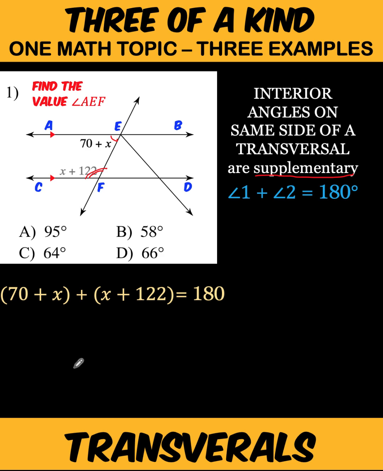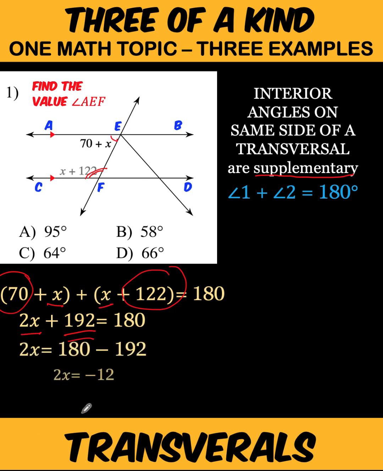Then we remove the grouping symbol and combine like terms. We have 2x plus 192 equals 180. This 70 and this 122 gives us 192. This x and x is 2x. Then we subtract 192 from both sides to get 2x equals negative 12. And dividing both sides by 2, we have x equals negative 6.